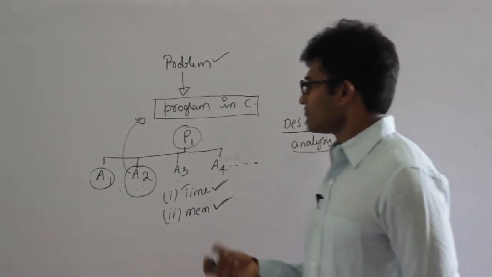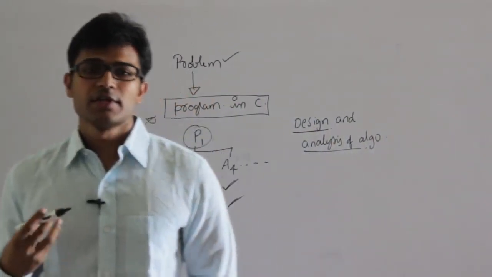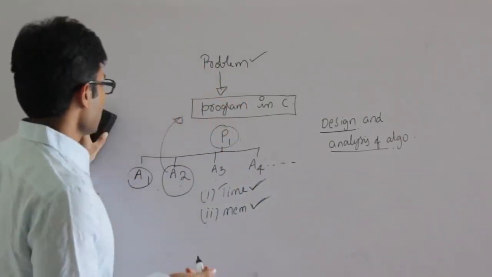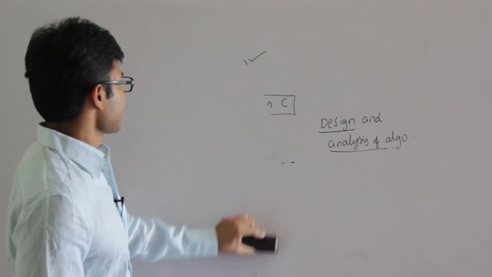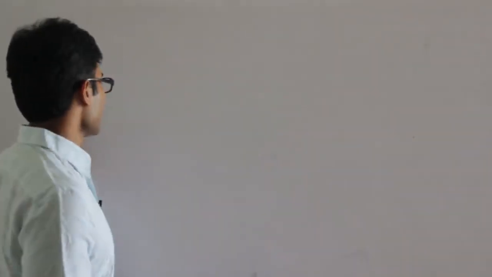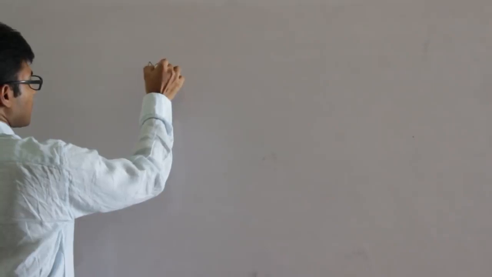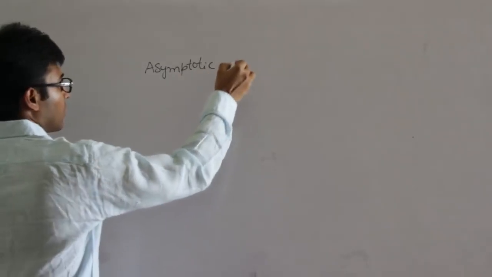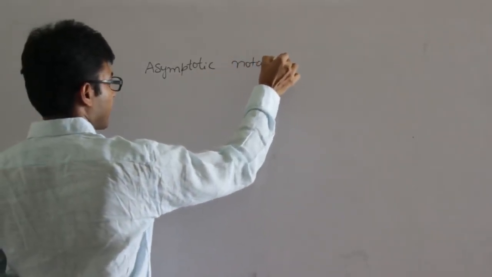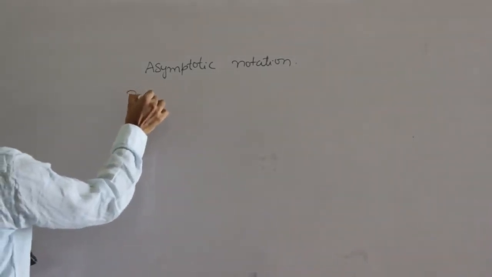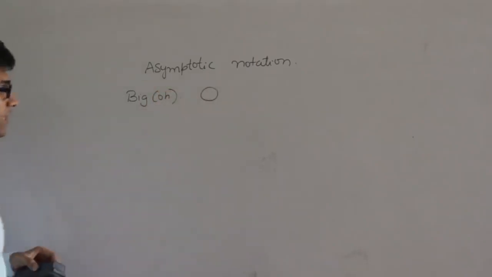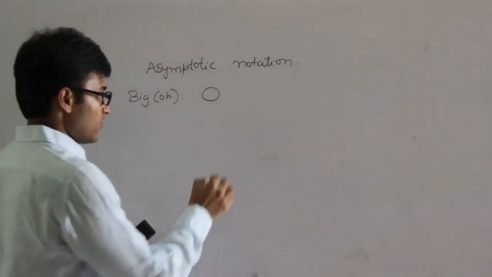Before taking an algorithm and analyzing it, we should get familiar with the terminology used in algorithms. Some of the notations which are used in algorithms are called asymptotic notations. The first one is big O, represented like this by a capital O.